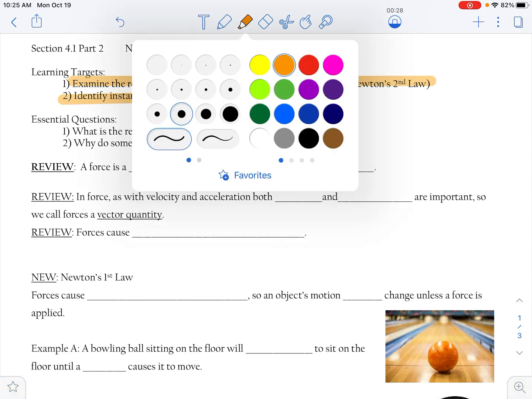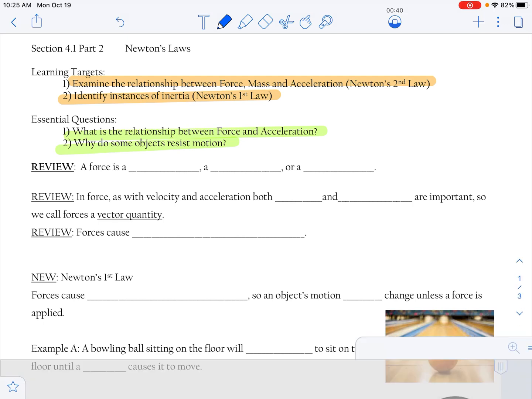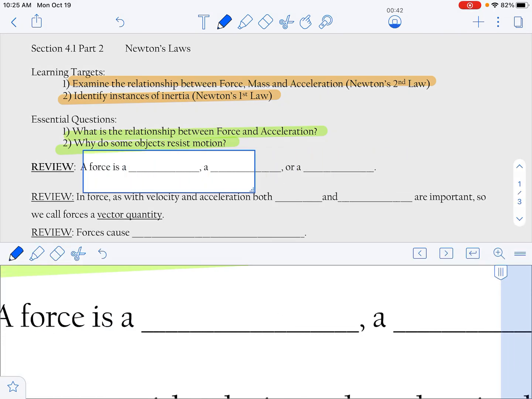The questions we're going to try and answer today: what is the relationship between force and acceleration? Why do some objects resist motion? Okay, but we're going to start with review. I always like to start with where we've been and how it all fits together.